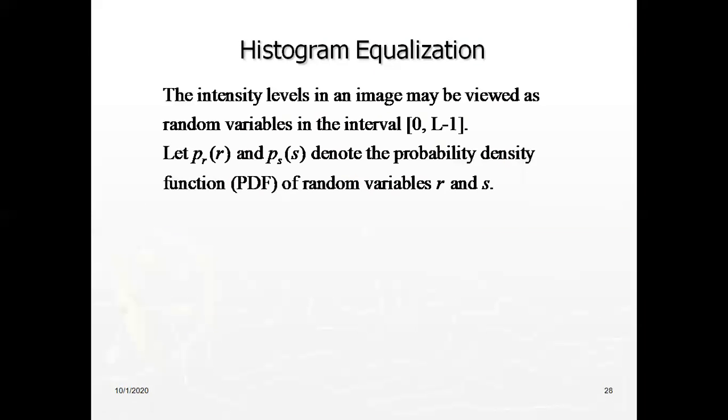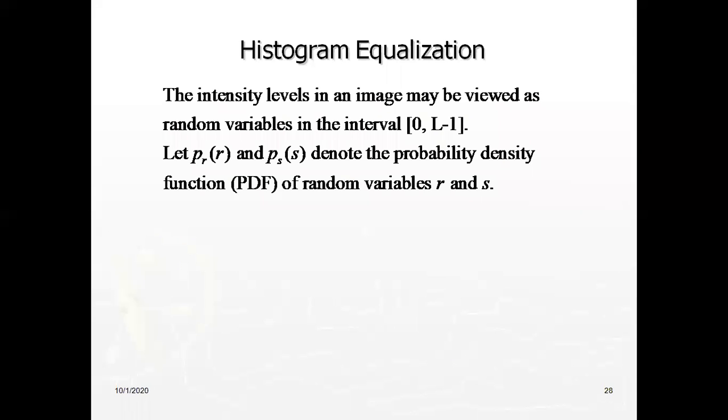So we have the histogram equalization. Equalization just means trying to spread it as much as possible. The intensity levels in an image may be viewed as random variables in the interval 0 to L minus 1. L minus 1 will be 2 to the power of 8 minus 1 if you are using 8-bit. If you are using 16-bit, then it will be 2 to the power of 16 minus 1. If you're using 24-bit, say for R, G, and B, taking 8 bits of signal intensity for each of the colors, then it will be 2 to the power of 24 minus 1, which will be the value of L minus 1.